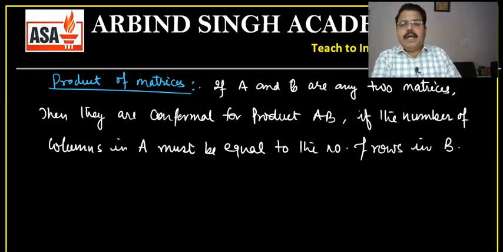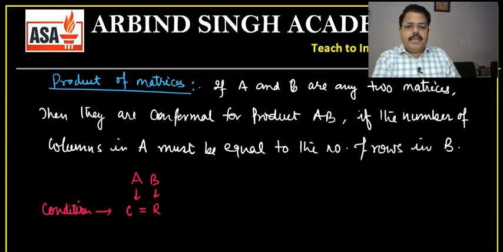And what is the condition? Two matrices A and B are conformal for product AB if the number of columns in A must be equal to the number of rows in B. So the condition is that C and R must be the same, right? Column of the first and row of the second must be the same, then only they are conformal for product AB. Similarly, they are conformal for product BA if and only if the number of columns in B must be equal to the number of rows in A.